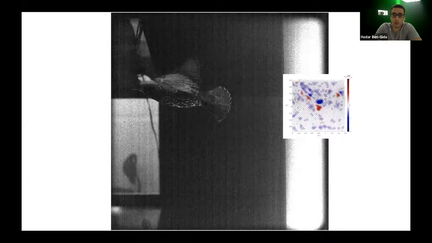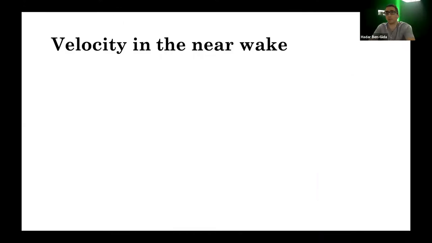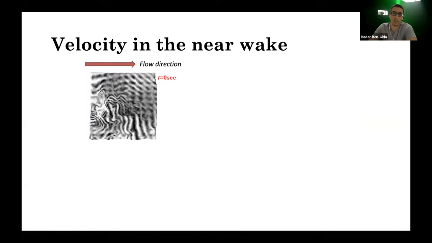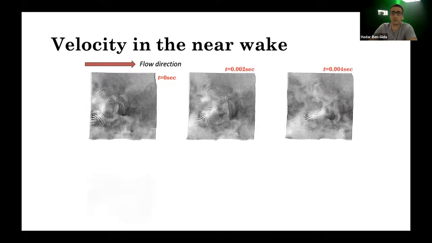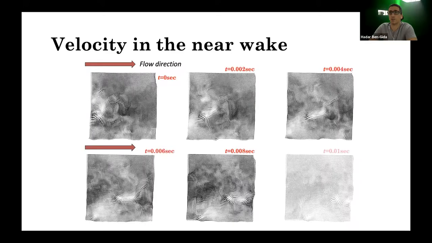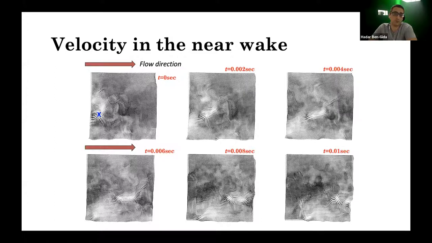So when we look at the velocity in the near wake, we can see that we have, let's say, six images, and if we look at those six images, you can see that the same flow quantity, if I just mark it with an X bar, you can see it changing or shifting in the wake and still remaining in the same PIV window where we are capturing in the wake.